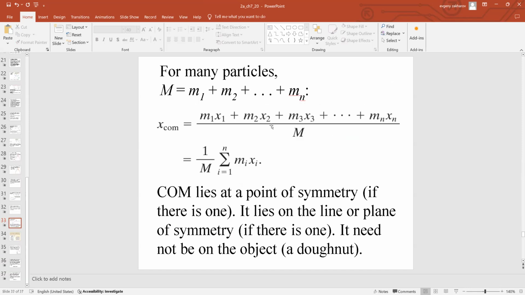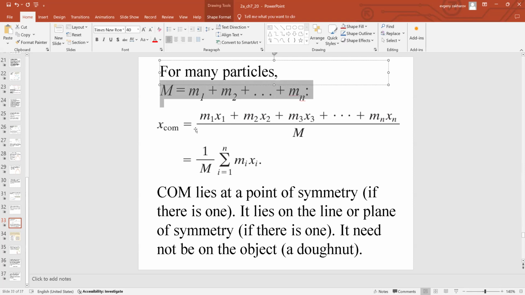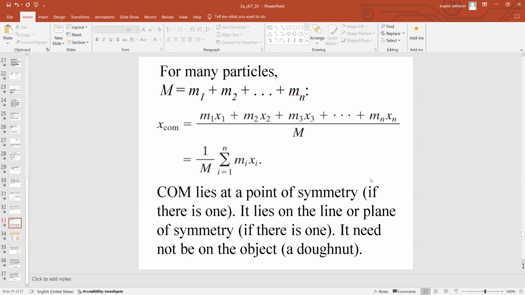If you have more than 2 masses, the formula doesn't change much. It's m1x1, m2x2, and then you just add the third mass at a certain x coordinate, and the fourth, and the fifth, and all the way up to whatever the amount of masses you have in your system, times the position of a certain mass, and you divide by the sum total of all the masses. So m1 plus m2 plus m3 plus m4 plus m5, this is your capital M. Capital M is the sum total of all the masses.